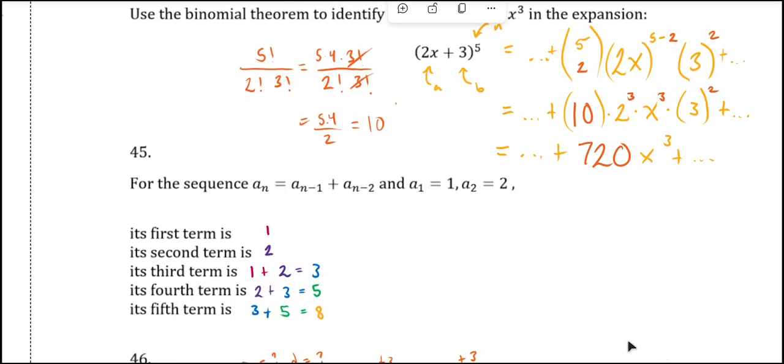Question 45 gives us a recursive definition for a sequence. That's a definition using previous terms of the sequence to define the next term of a sequence. Starting at 1 and 2 for a1 and a2 respectively, we have a 3rd term equal to their sum, and then a 4th term equal to a2 plus a3, that gives me 5, and then a 5th term, which would be a3 plus a4, which would give me 8.